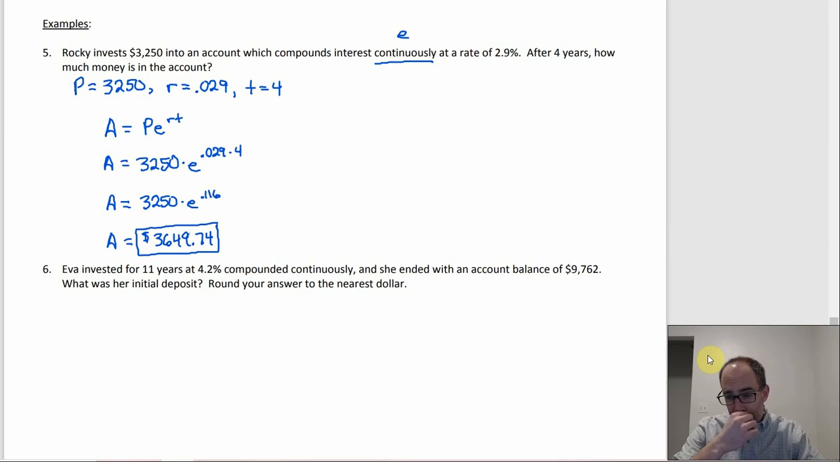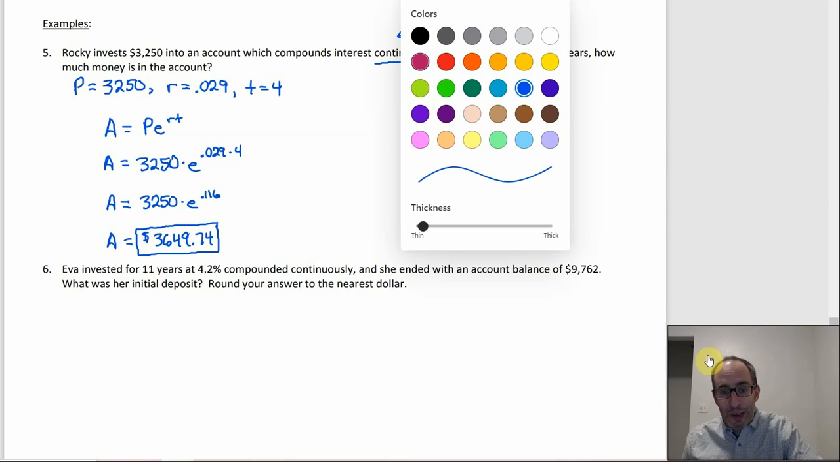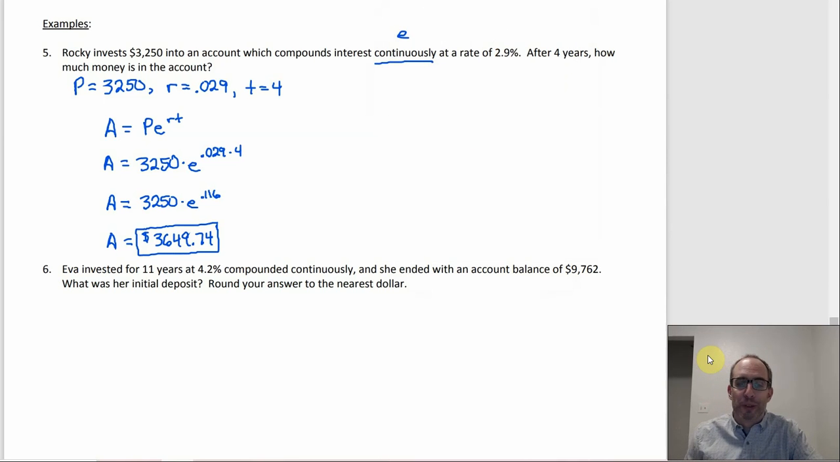With this one, if you're going to put it into your calculator, presumably you have an e button, or if you have a TI, it's probably a secondary function. You've probably got a natural log key, but if you hit the second key and then the natural log key, it'll give you e raised to a power. If you're going to do these as separate operations, you would do that first. Although if you have a graphing calculator, you could just do 3250 times e caret 0.116. You can do it all at once.